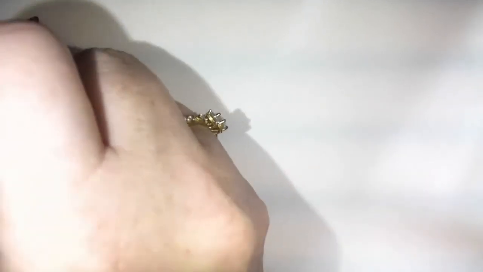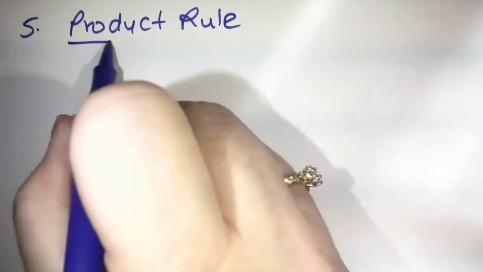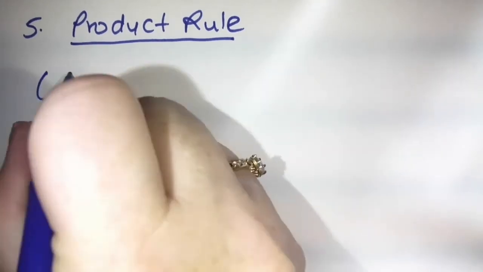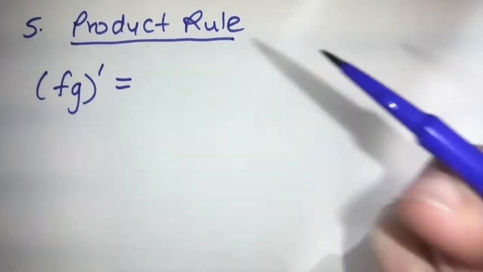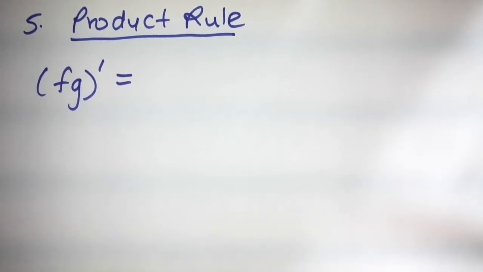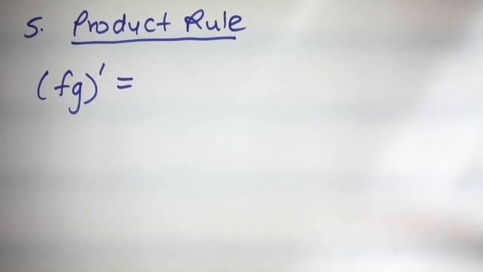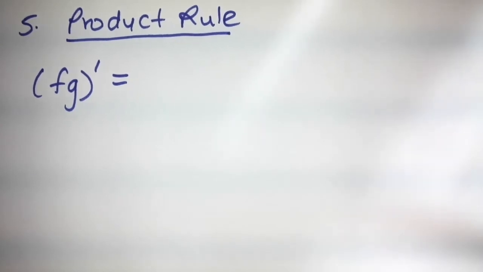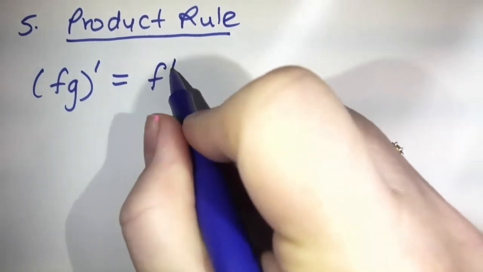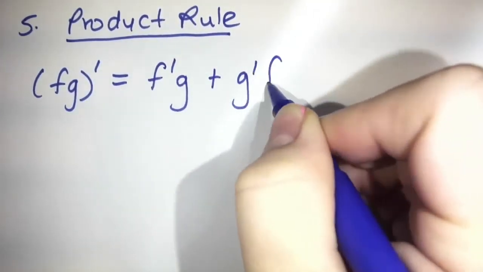Okay, and number 5, we get into now the product rule. The product rule is really important because a lot of people make mistakes with it. So you want to make sure that you know the rule that if you have the derivative of f times g, you're never going to do the derivative of f times the derivative of g. And that's where the mistake is made. So always make sure if you have two functions involving an x, then use the product rule when they're being multiplied. So we do f prime g plus g prime f.